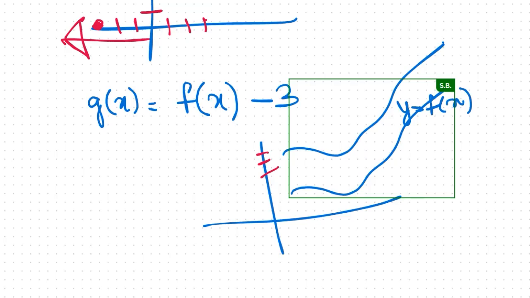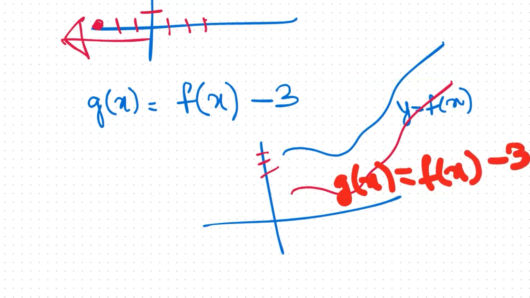What color was it? This one? Blue. So that is g of x. g of x is equal to f of x minus 3. That is the rough diagram. Okay. So yeah, this is how the transformation is.